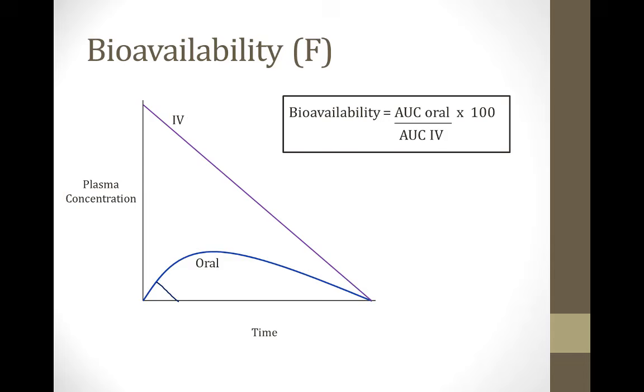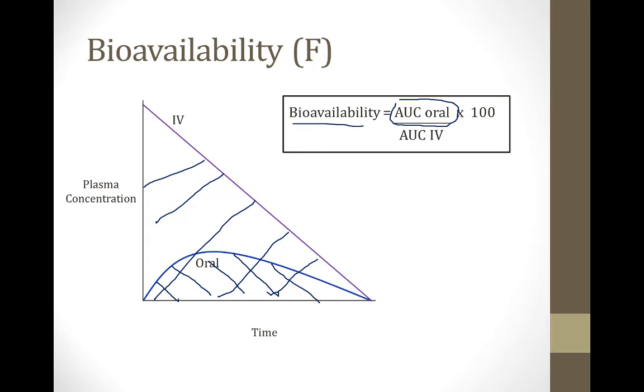If you take the area under the curve for the oral administration, like I'm drawing with these lines here, and you compare it to the area under the curve for the IV administration, like what I'm drawing right here, you can determine the bioavailability. So the equation is the bioavailability equals the area under the curve oral, which is generally the smaller number, divided by the area under the curve IV, which is the bigger number, times 100. And this will give you something for the bioavailability like 50% or 60% or 20%. It'll be different for different drugs.